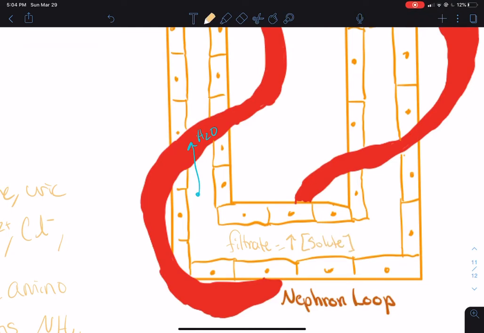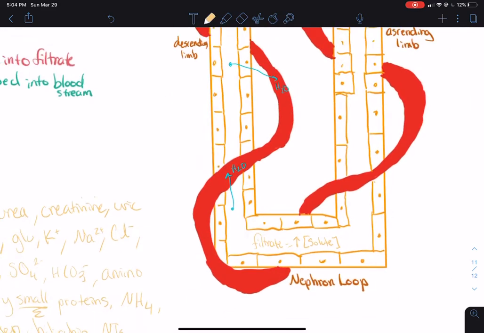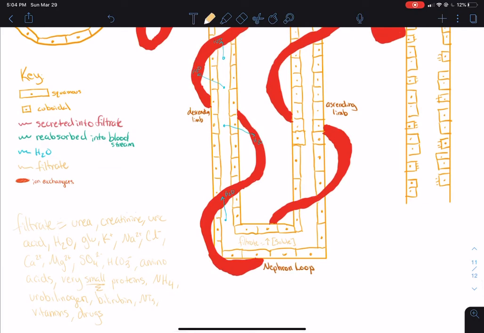This is going to be a really important concept whenever we introduce countercurrent multiplication, which is toward the end of this chapter. So for right now, you need to understand that how we got to this high solute concentration is because we got rid of a lot of water in the descending limb, and that's part one of that story. We'll continue that story a little bit later.